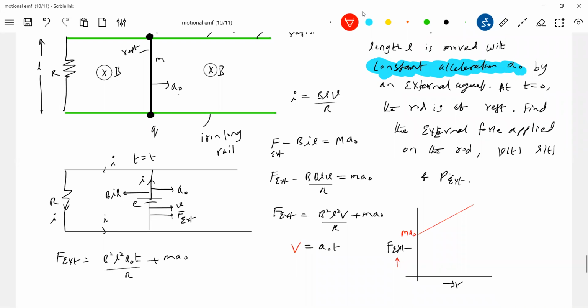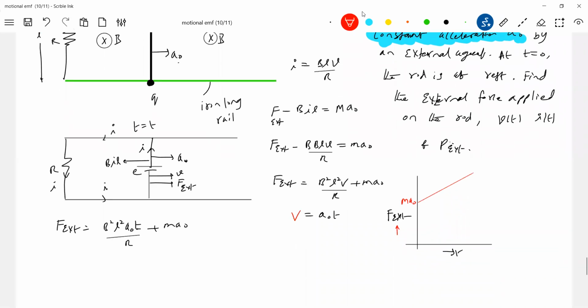What about the power? Power generated by the external agent. Again, P external you can add. What is the velocity of the rod at any time t? Directly this much only. What is the expression for current? E by R, BLV by R, or B L a naught t by R. This is the expression for current. Power generated by the external agent, P external should be equal to F external into V.